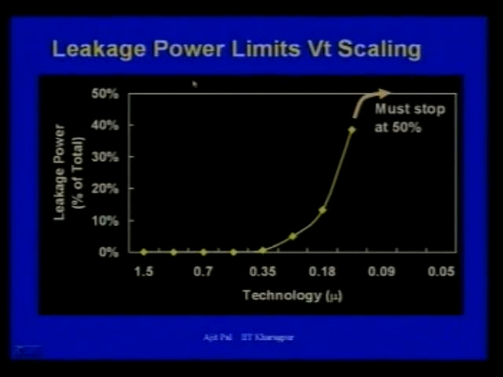This shows the importance of leakage power. You can see the leakage power was not predominant below 0.35 micron, but now it is increasing exponentially, and we must stop it at this point somehow. What is somehow? I shall discuss by using a suitable technique.